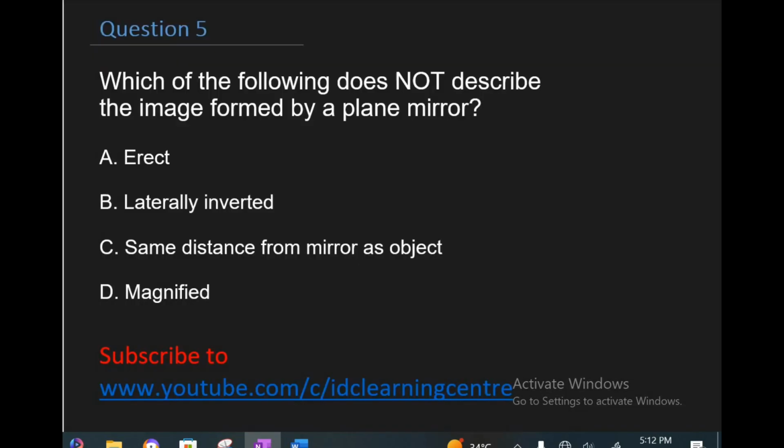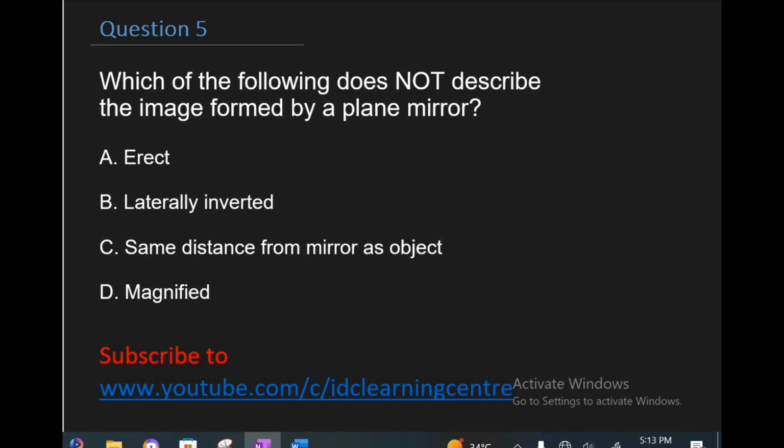Question 5. Which of the following does not describe the image formed by a plane mirror? A. Erect. B. Laterally inverted. C. Same distance from the mirror as the object. D. Magnified. The correct answer for this question is option D.